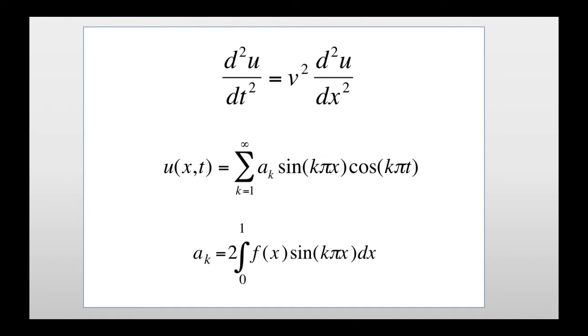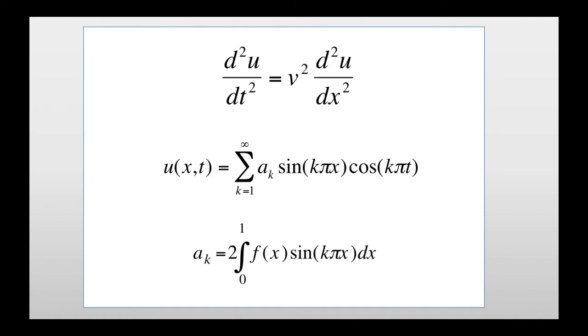I'll skip over the process of finding a solution, as interesting as it is, and just skip to some examples. Applying some appropriate boundary conditions, one solution to the wave equation is u of x and t equals the sum from k equals 1 to infinity of a_k times sine of k pi x times cosine of k pi t, where a_k is equal to 2 times the integral from 0 to 1 of f of x times sine of k pi x dx. The solution u of x and t is a series with a number of terms that get added together.